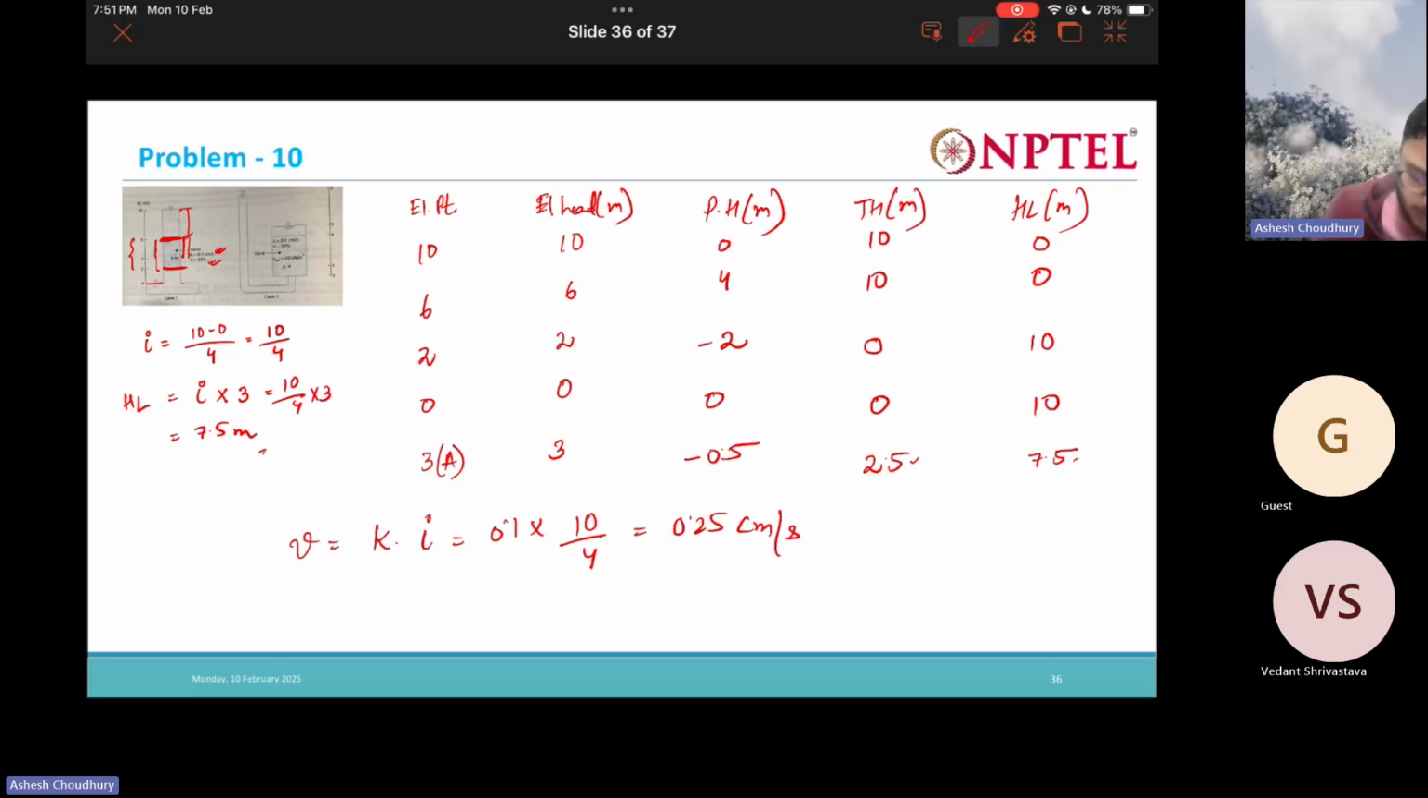Next we need to calculate the seepage velocity. The seepage velocity will be V by n. So 0.25 divided by 0.33, which gives 0.7575 centimeter per second. This way we get the superficial velocity and the seepage velocity.